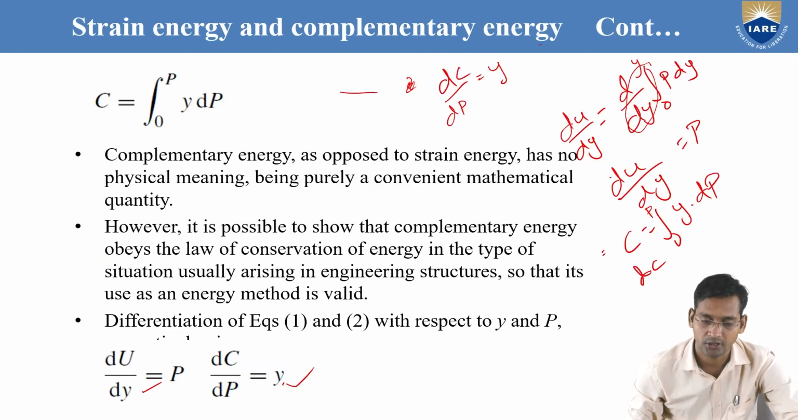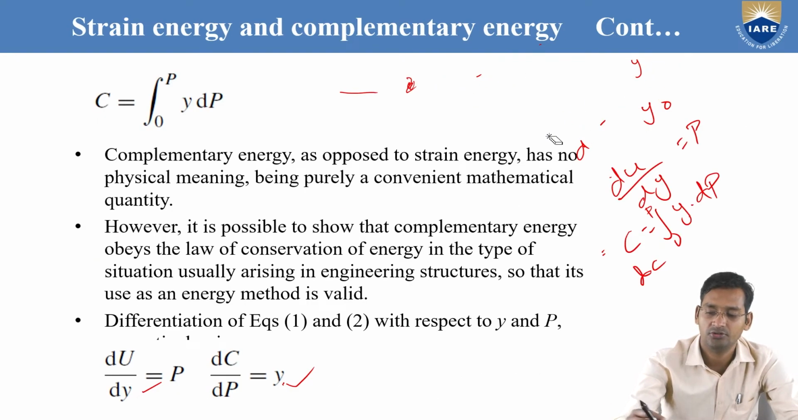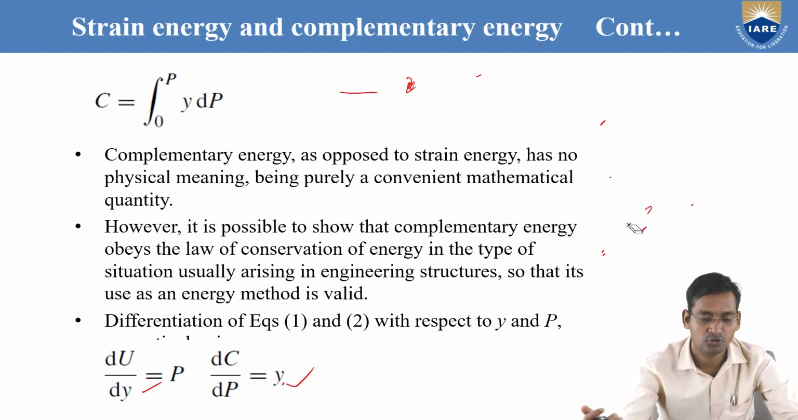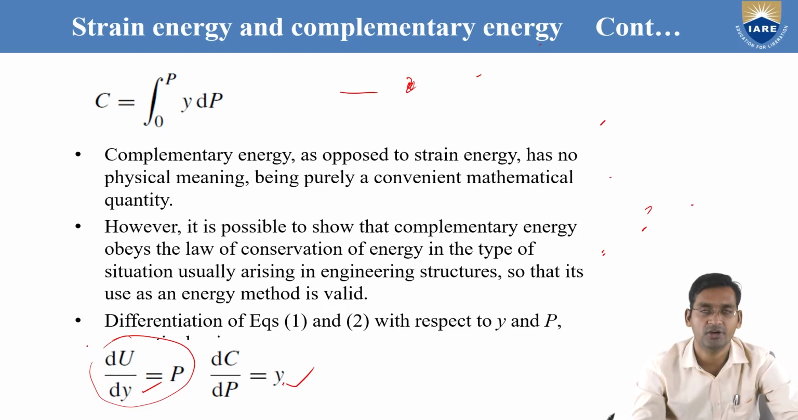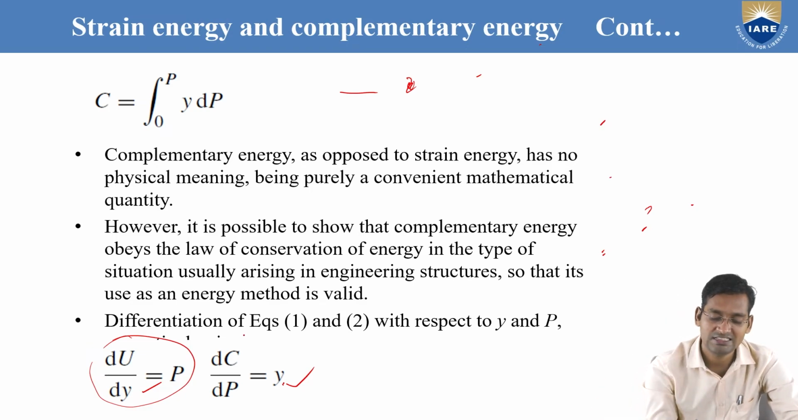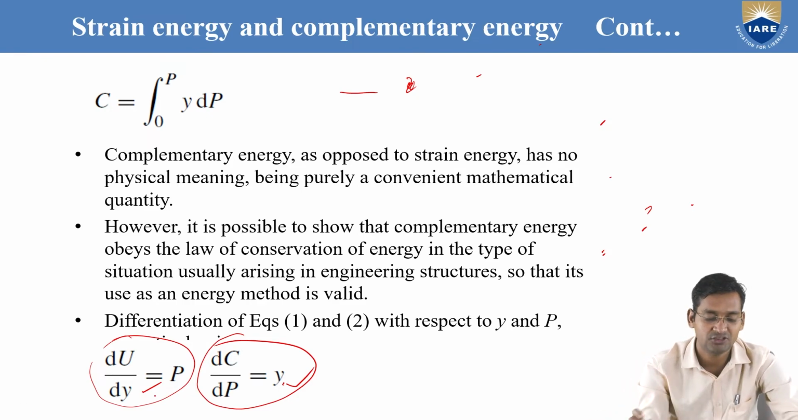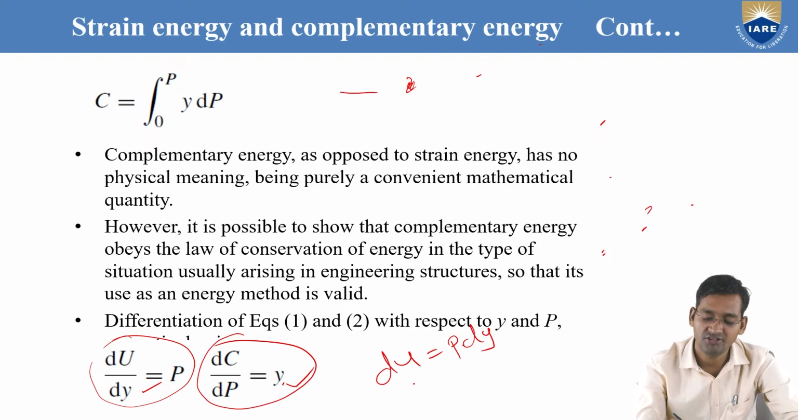I already explained these things. Again, C is the integral from 0 to P of y dP. After differentiating, what did we get? dU by dy equals P, and dC by dP equals y. So now we have these. If you write it like this, dU equals P dy. Now integrate both sides.